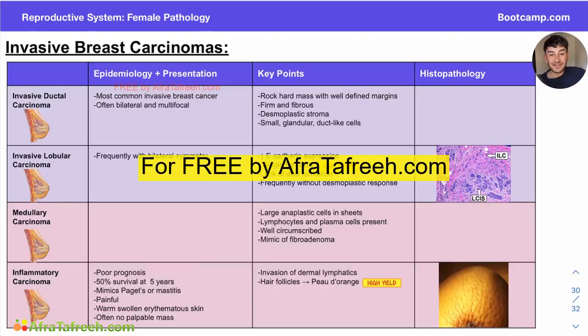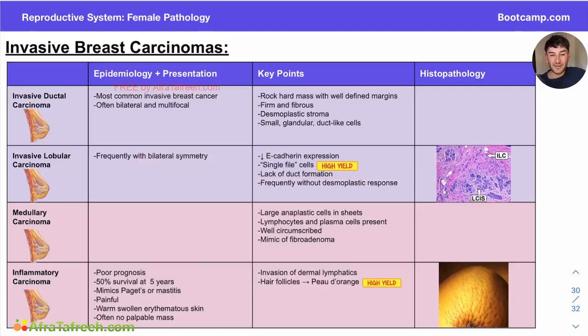All right, let's wrap up by talking about our invasive carcinomas of the breast. Remember, these are going to be cancers that break through the basement membrane and are really aggressive and malignant. So these are the ones that we really do not want to diagnose our patients with. Let's start by talking about invasive ductal carcinoma.